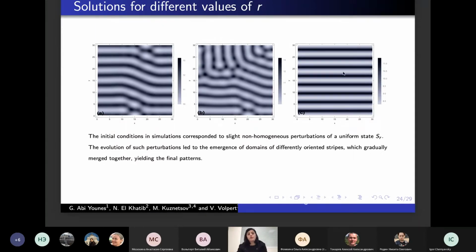Here I show you the result of the simulations in the two-dimensional case. Gada, could I please ask another question?